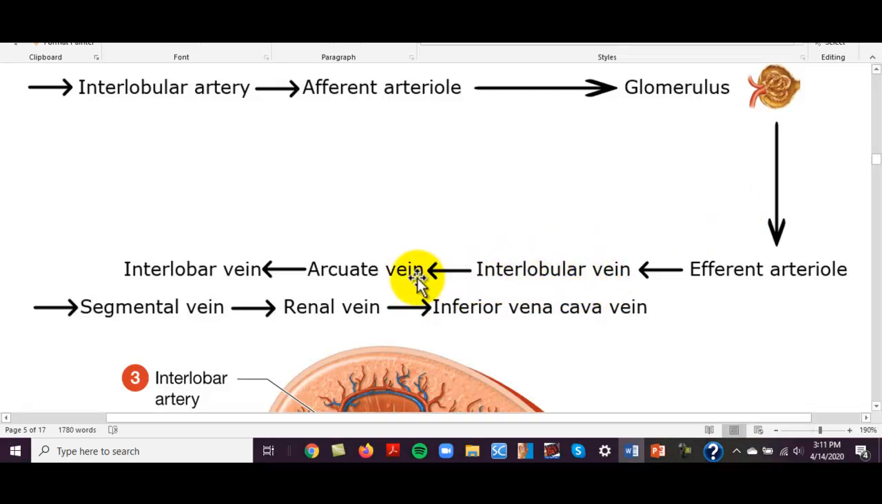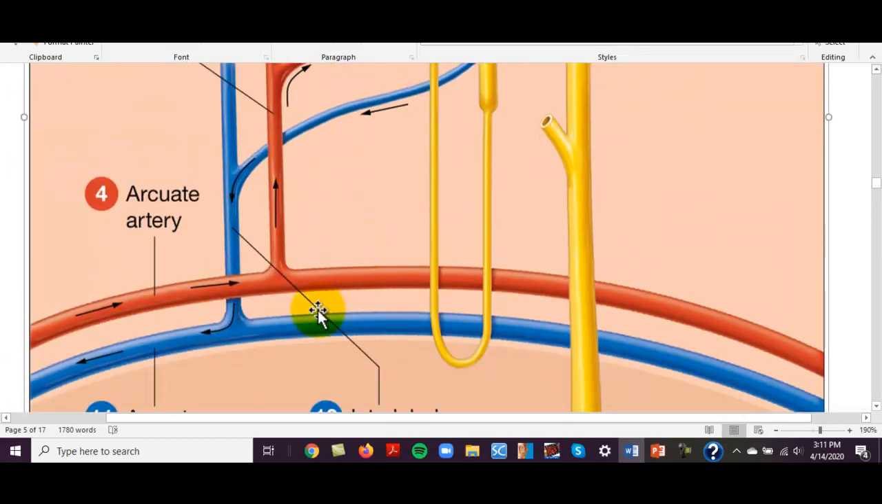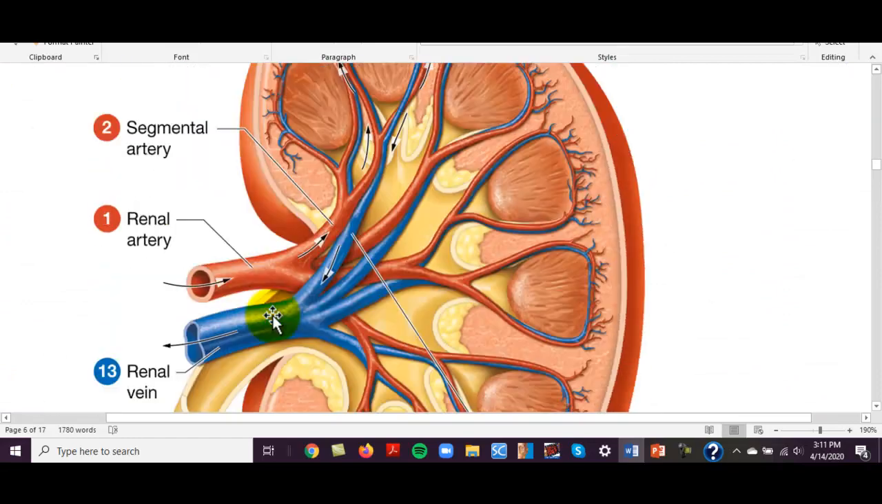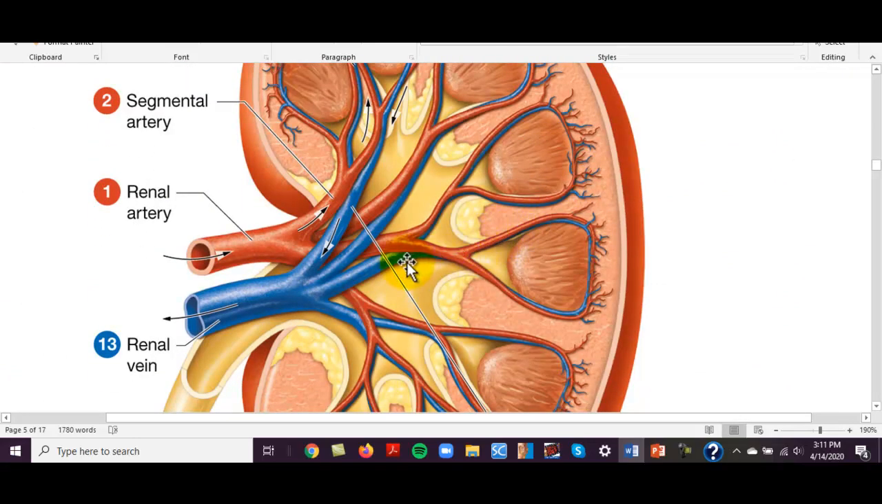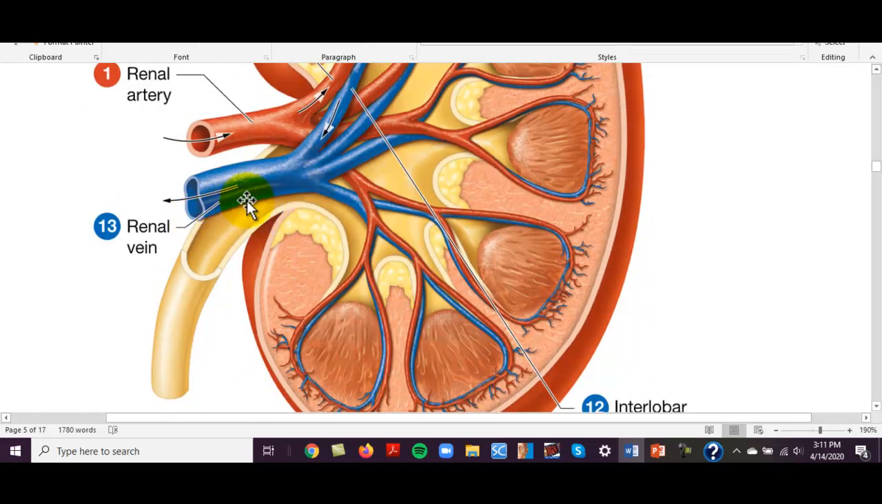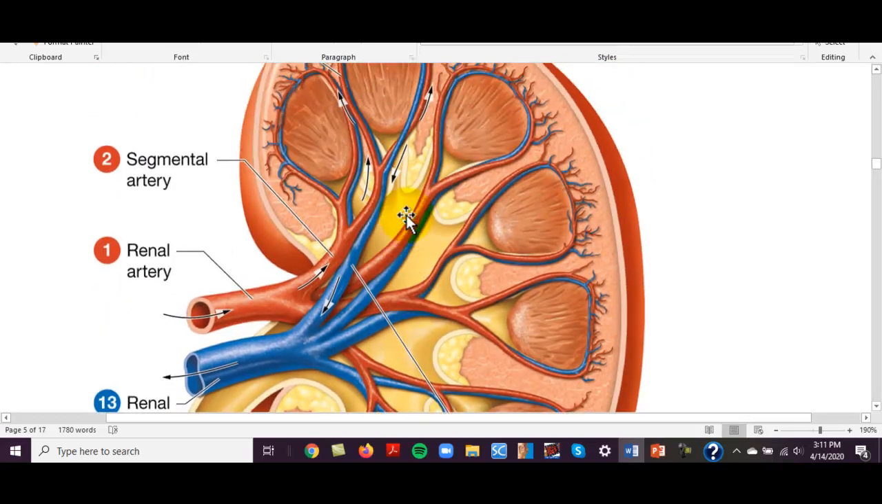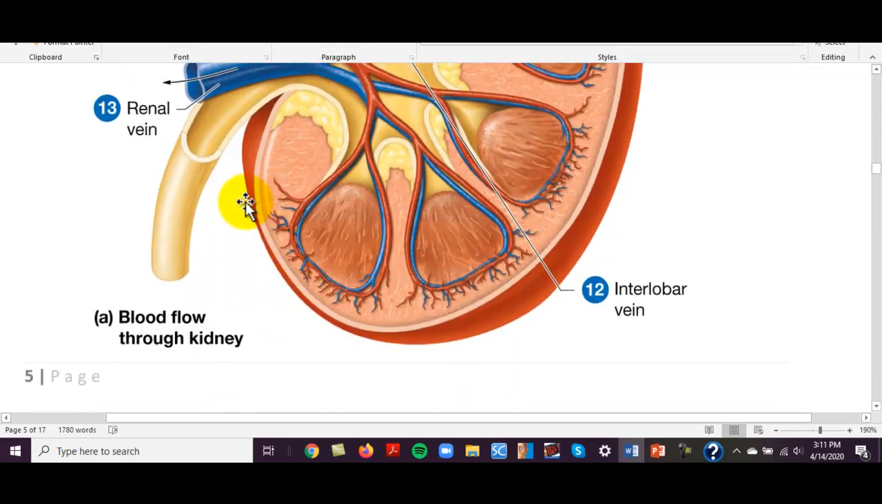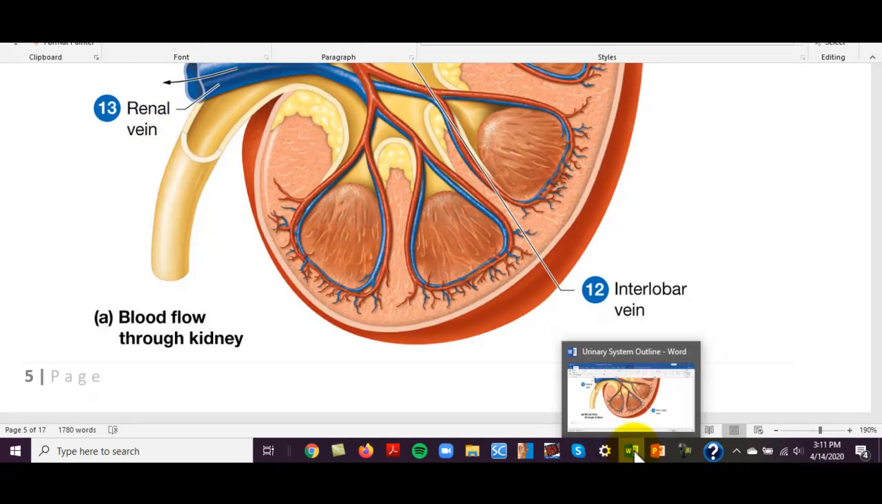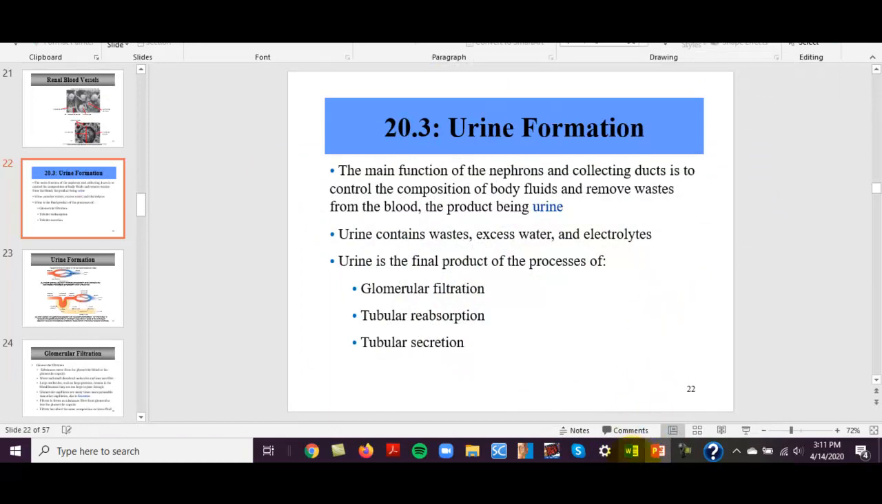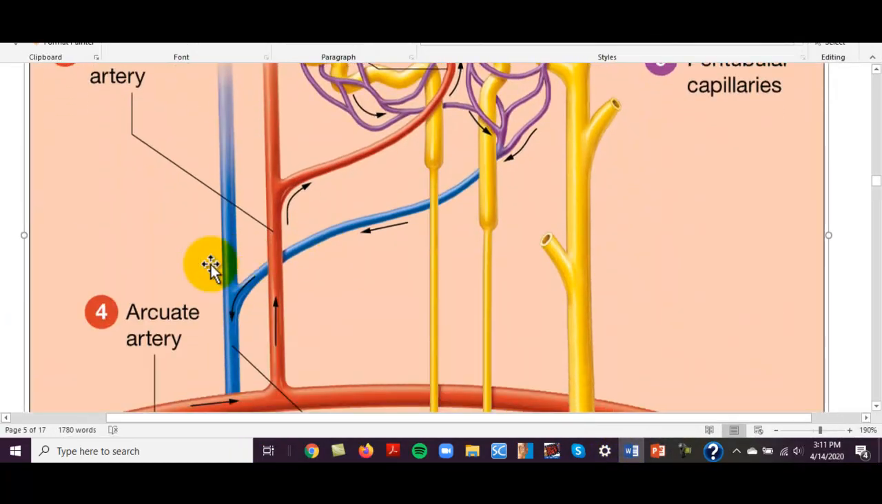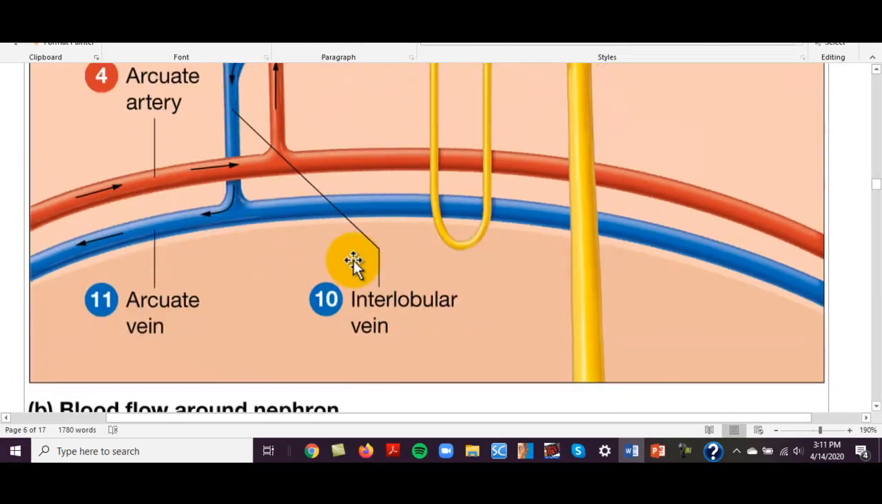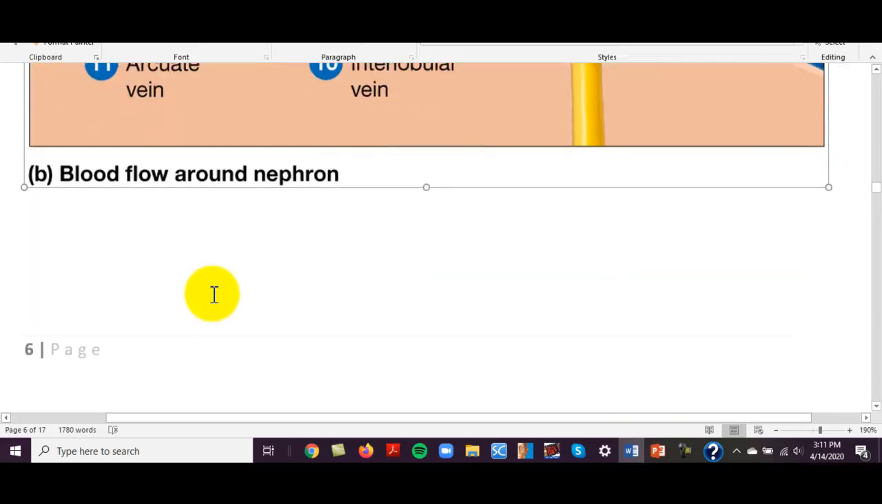But interlobular vein, arcuate vein, just like it's showing there. And then it's going to go back, if you start up here, see it go back through the interlobar vein, the segmental vein, which are these, and then it goes through the renal vein. That's a little low on the interlobar vein, but that's fine. And then it's going to leave, and eventually go back to the inferior vena cava, and then back to the heart again. So that is blood flow through the kidney, into the glomerulus, leaving the glomerulus, and then going back out and exiting the kidney. So here's a real short little summary of that whole flow.